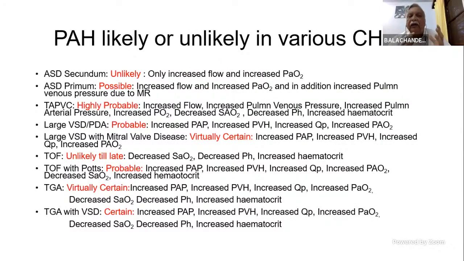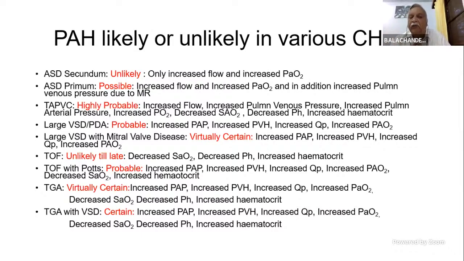So it is likely or unlikely in various conditions. In ASD secundum, we have said it is unlikely because there is only increased flow. And this is just a theory based on that slide, which I have already shown. In ASD primum, it is possible because there is increased flow and, if there is an MR, there is a likelihood of an increased pulmonary venous pressure. In TAPVC, it is highly probable because of increased flow, increased pulmonary venous pressure, etc. In large VSD or PDA, it is probable. In large VSD with mitral valve disease, it is virtually certain.